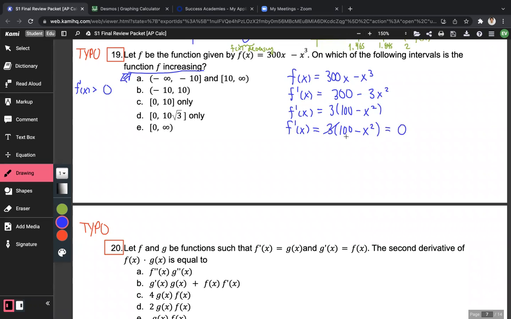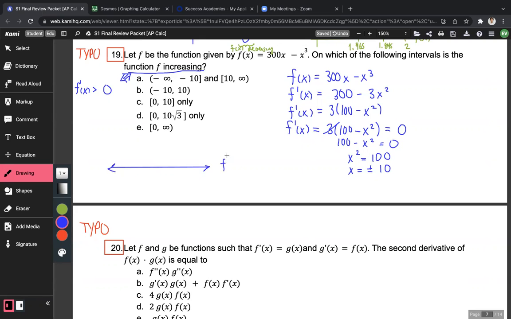Well, I know I can factor out my 3 at this point. 100 minus x squared equals 0 means x squared is going to equal 100. And x is going to equal plus or minus the square root of 100, and that is just 10. Cool. Let's draw the sign diagram.